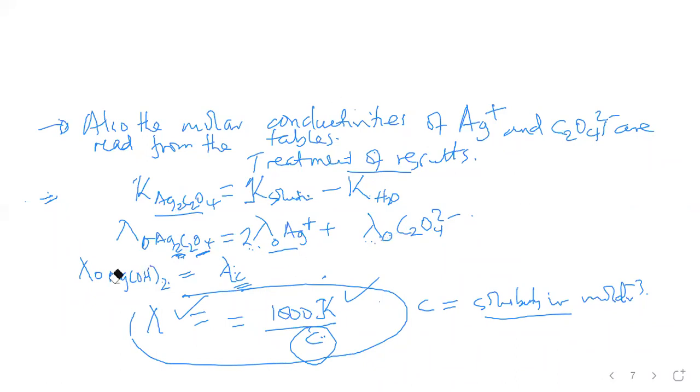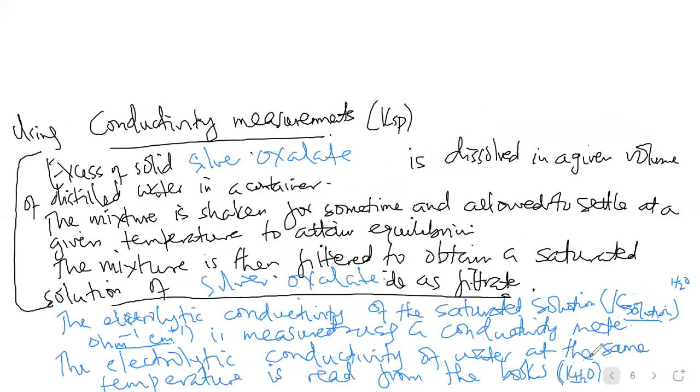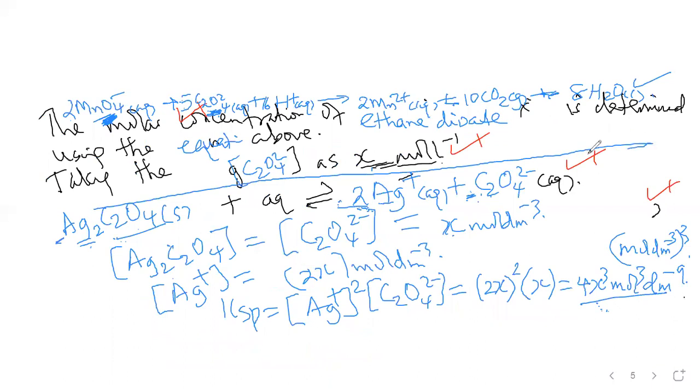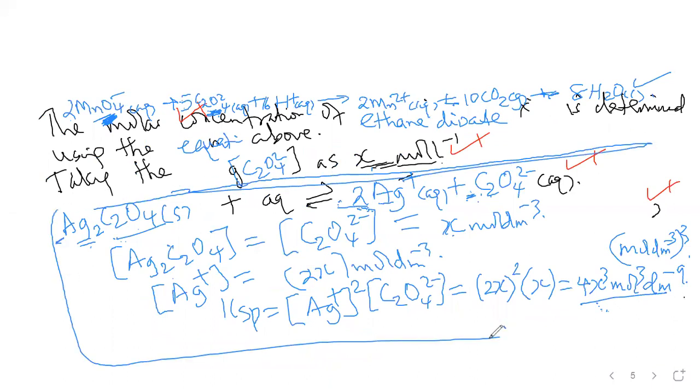So we shall also take an assumption that the molar conductivity at infinite dilution of silver ethane dioate is equal to the molar conductivity at any given concentration of silver ethane dioate, since the solution is so dilute. So the molar conductivity of silver ethane dioate is always equal to 1000 K of silver ethane dioate over C, where C is solubility in moles per liter. The moment you do that, you end with the same treatment as we have seen here, but instead of the X here, we shall now have C, because it's what represented solubility. Are we together?